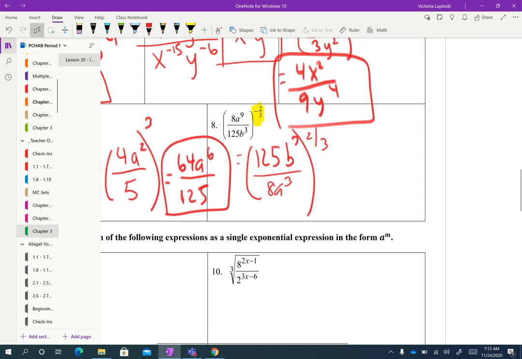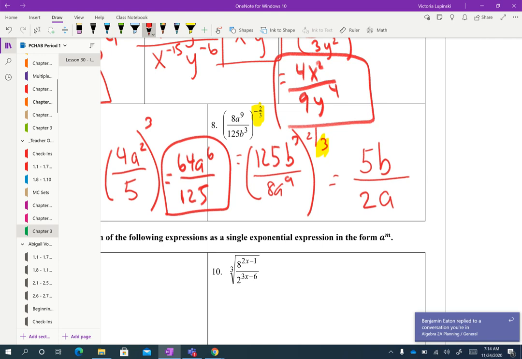Then again, I'm going to apply just the 3 in the denominator, which is the cube root. So the cube root of 125 would be 5, cube root of b cubed, cube root of 8, and cube root of a cubed. Oops, sorry. Okay, so then from there, I think that should be a to the 9th. Sorry about that. So 125b to the 3rd, and then 8a to the 9th. Okay, so to the positive 2/3.